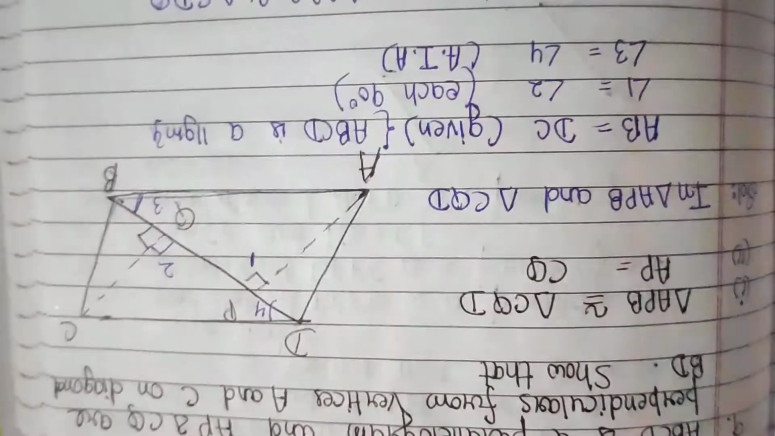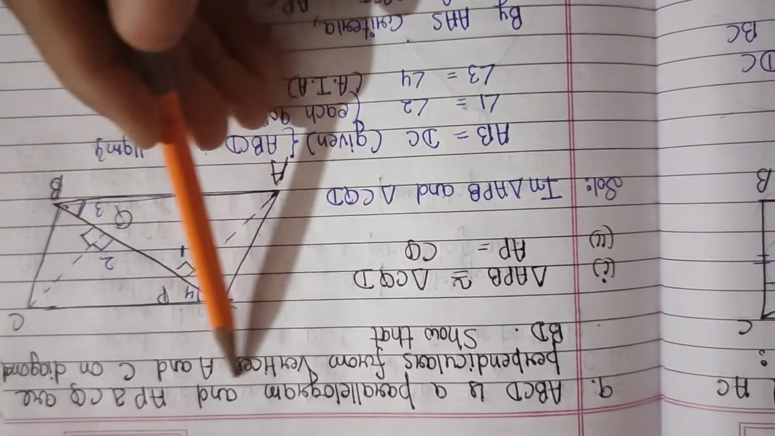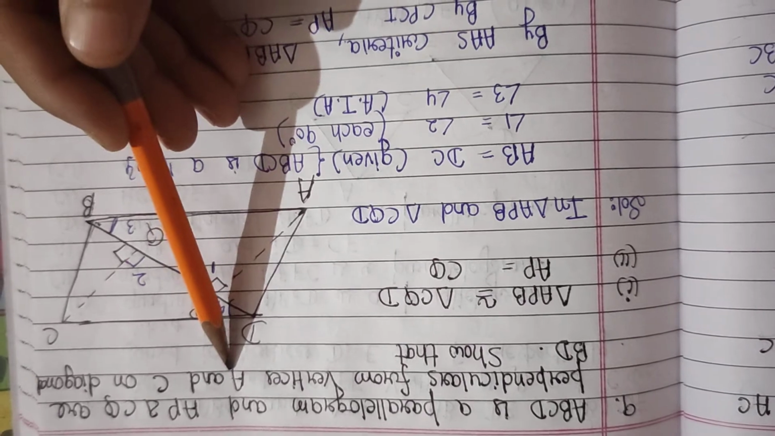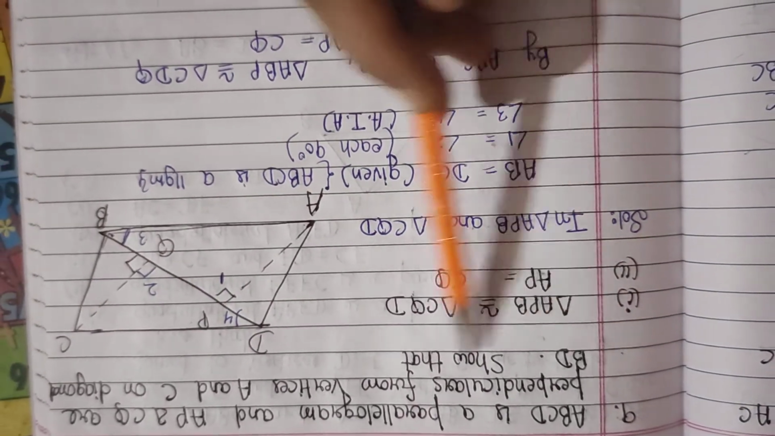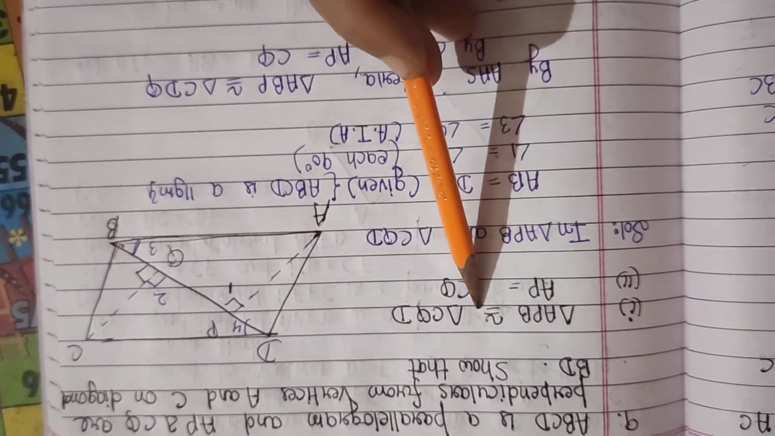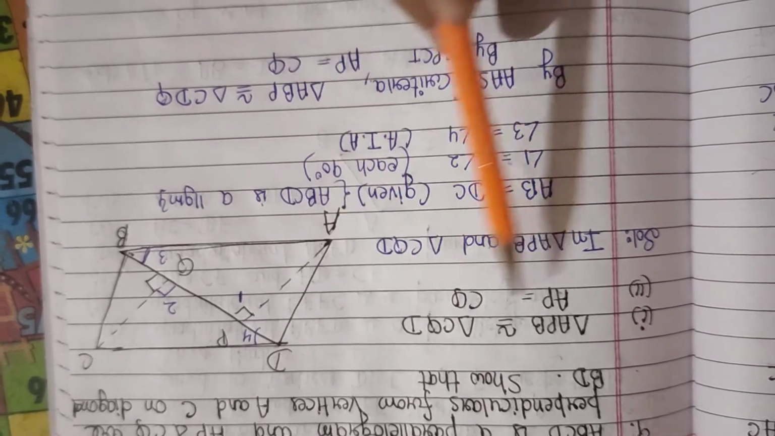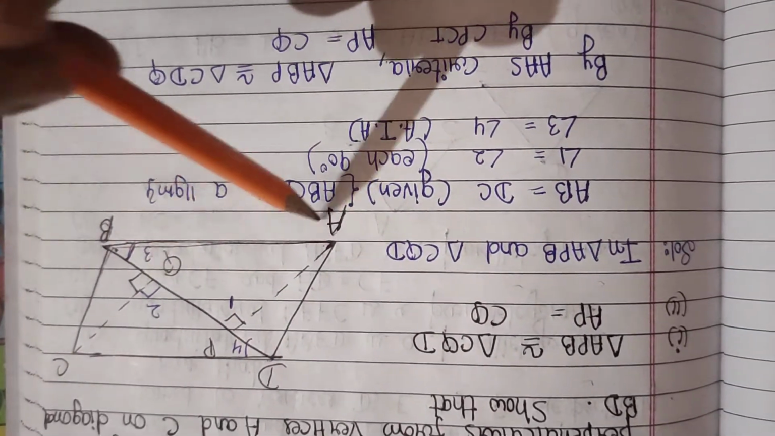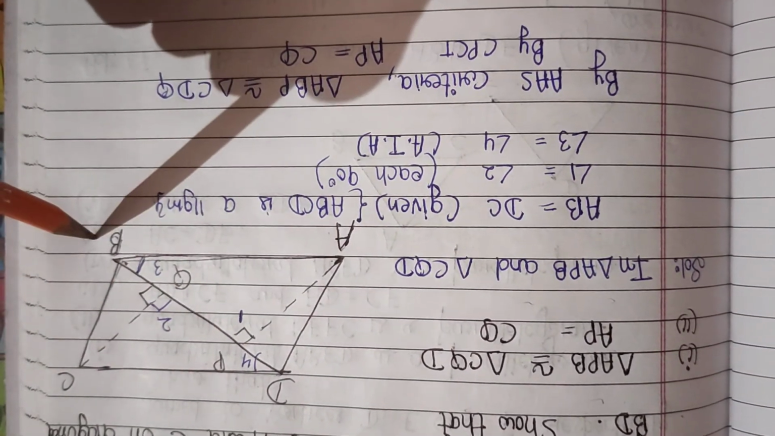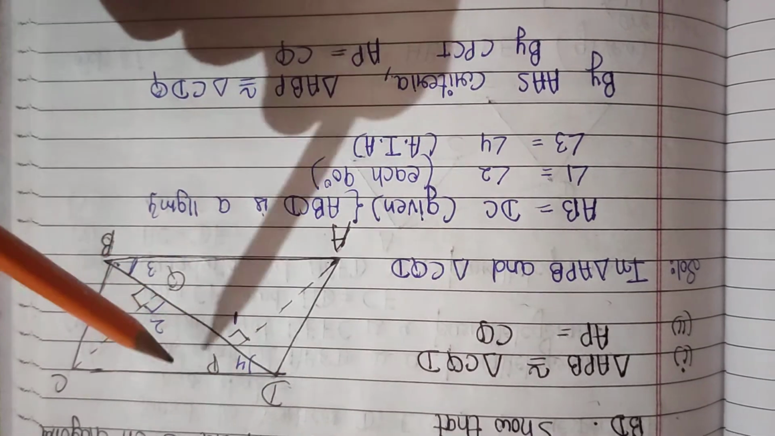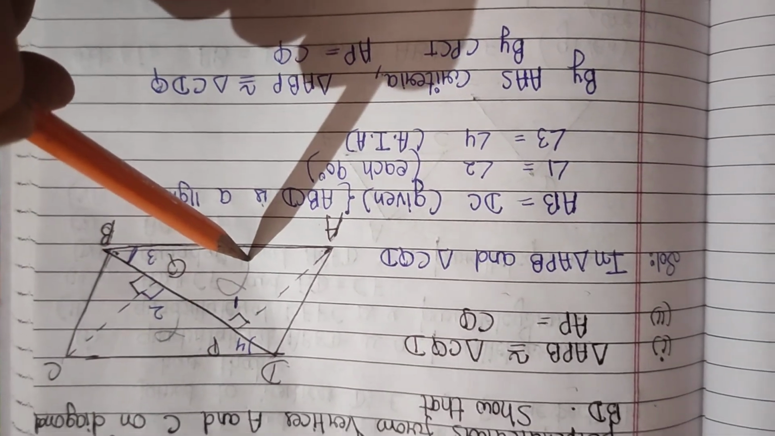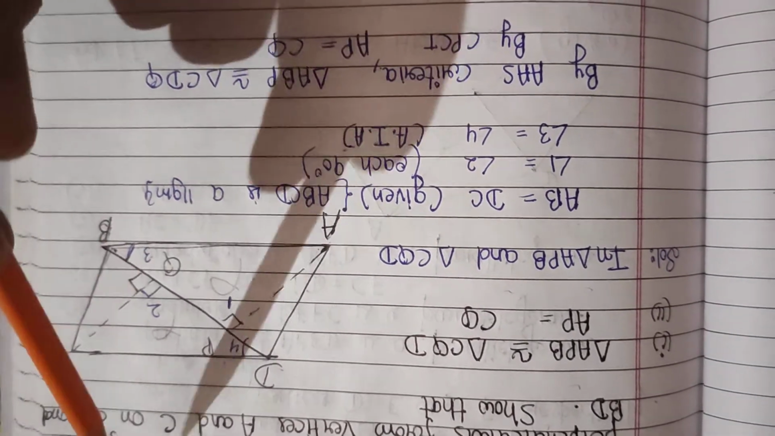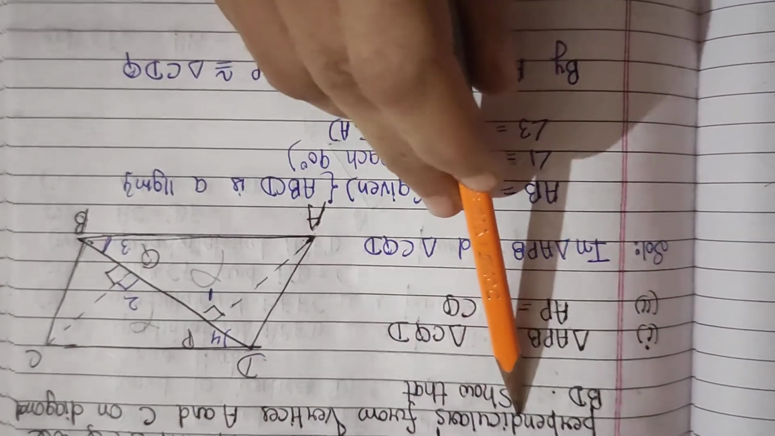Now question number 9. ABCD is a parallelogram and AP and CQ are the perpendiculars from the vertices A and C on the diagonal BD. Show that triangle ABP is congruent with triangle CQD and AP is equal to CQ. Now we will take these two triangles, APB and CQD, and here AP is equal to CQ. It is given that both are perpendiculars.